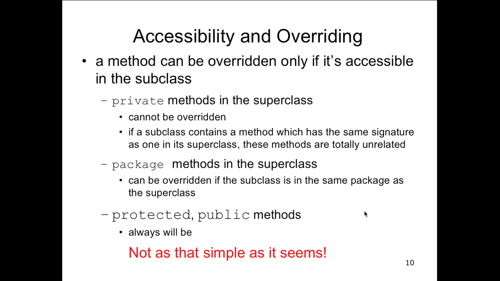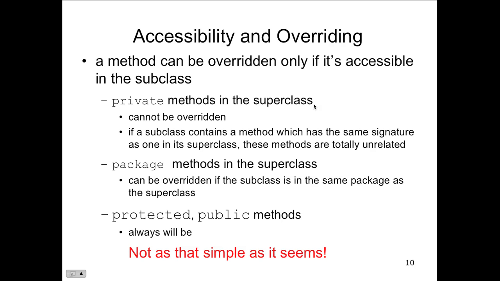Accessibility and overriding. A method can be overridden if it's accessible in the subclass. So we'll go back and look at private again, package, protected and public, because this is the source of confusion sometimes. That's when you see people going back and making everything public. If you go back and you see everything is public, that's a red flag. Oh, they don't know what can be overridden, so now everything's public. It's not safe for the class, but it works. It solves problems, actually, but not in a good way.